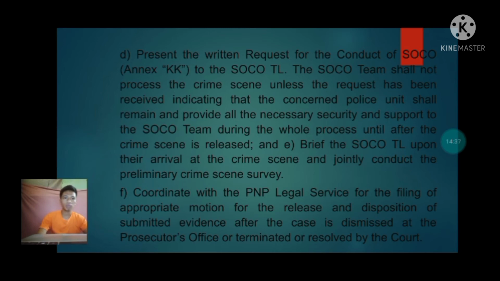And letter E, brief the SOCO team leader upon their arrival at the crime scene and jointly conduct the preliminary crime scene survey. Letter F is they'll coordinate with the PNP legal service for the filing of appropriate motion for the release and disposition of submitted evidence after case is dismissed by the court prosecutor's office or terminated or resolved by the court.